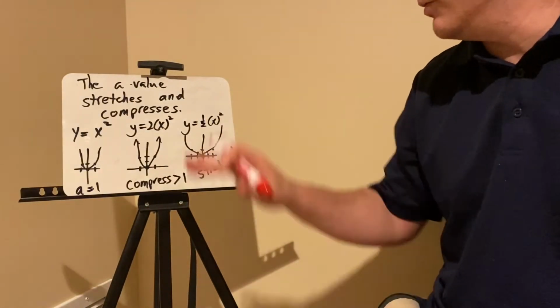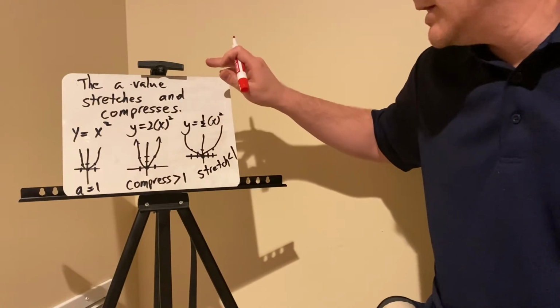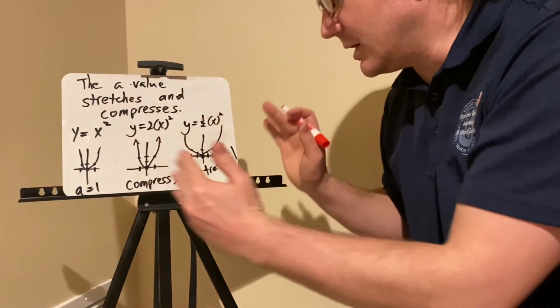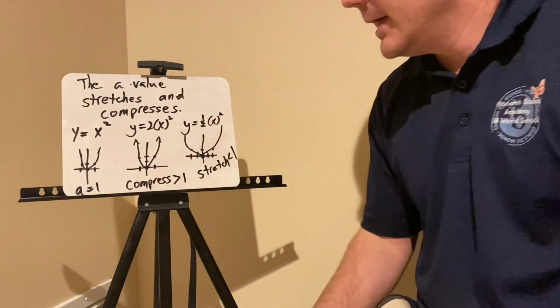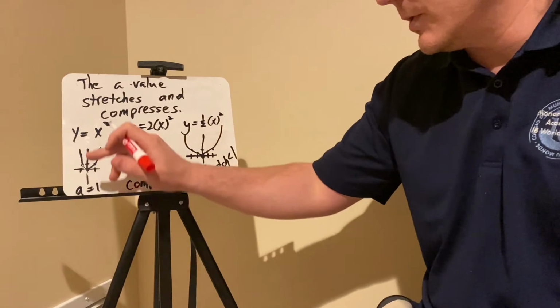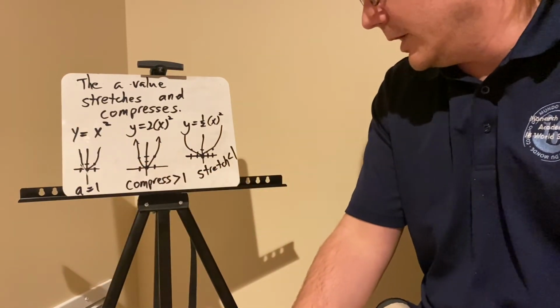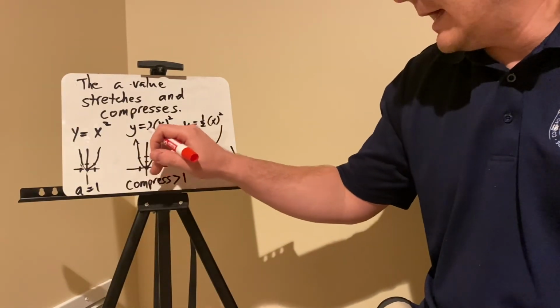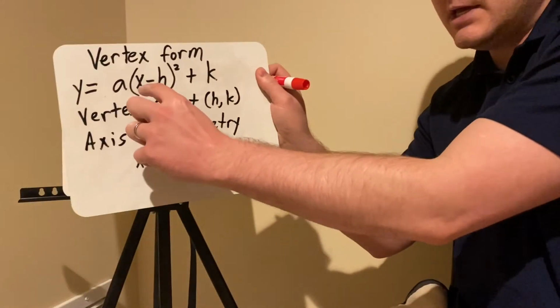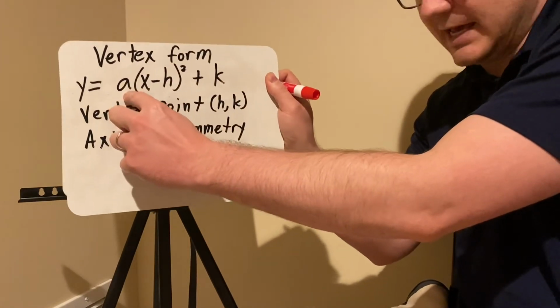The a value stretches and compresses. What does that mean? So a stretch is when you get wider, and compresses when you get narrower. If a is equal to 1, such as in y equals x squared, it just looks like your typical parent function for the parabola. But then if I were to multiply that x squared value, so this is whatever x minus h is, or this a, x minus h squared times a, right?